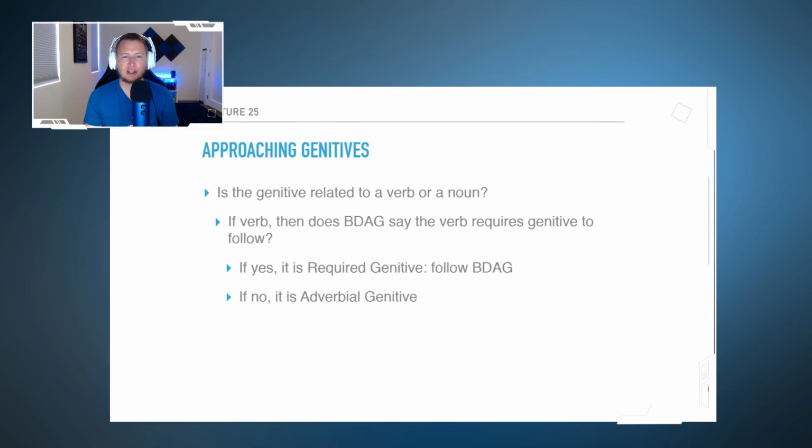So when you approach genitives, here's a practical approach. First, ask yourself, is this genitive related to a verb or to a noun? So if it appears to be related to the verb, ask yourself, what does BDAG say? Does it require a genitive? If so, you follow BDAG, it's a required genitive. If not, it's adverbial. Okay? So it might be time, might be something along those lines.